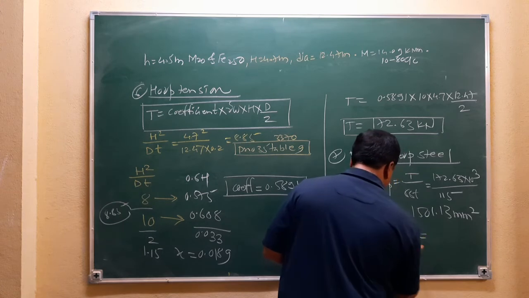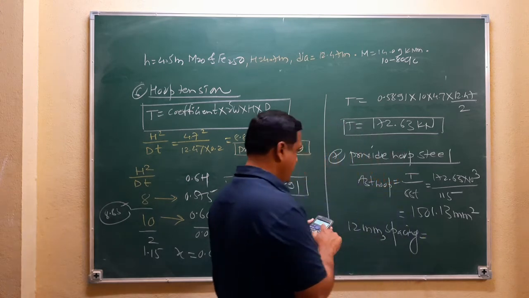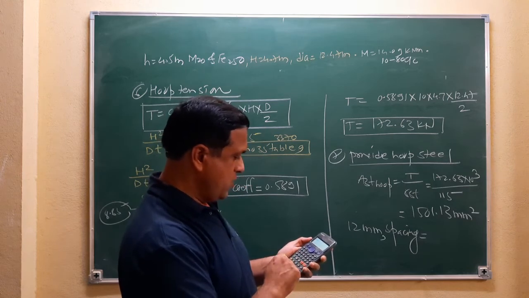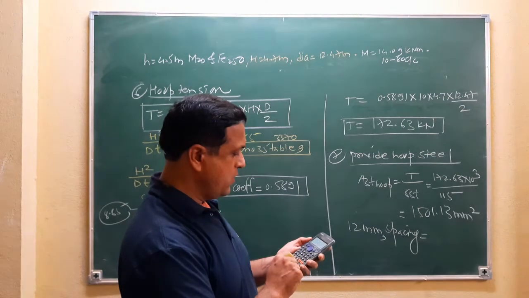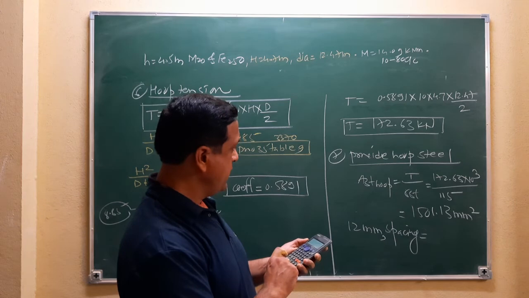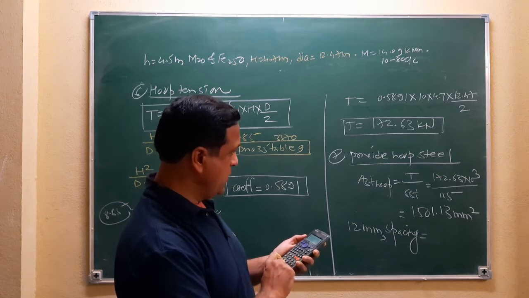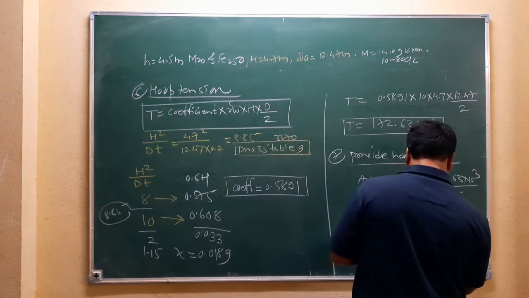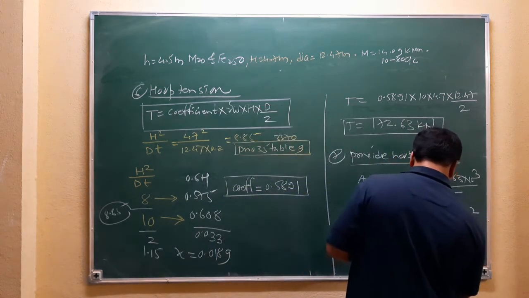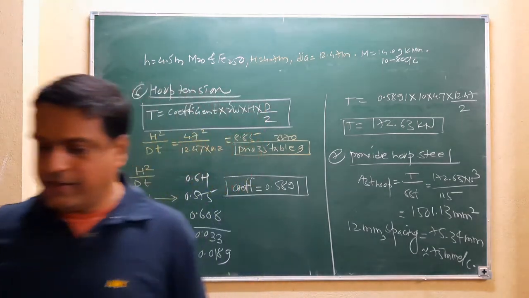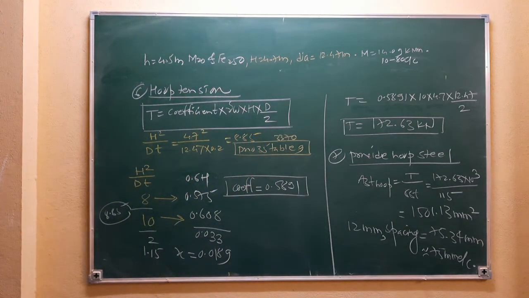Now what is the spacing? So spacing is expressed by 4 into 12 into 12 into 1000 divided by 1501.13. It is 75.34 mm. So say as 75 mm center to center. Isn't it? 75 mm center to center.